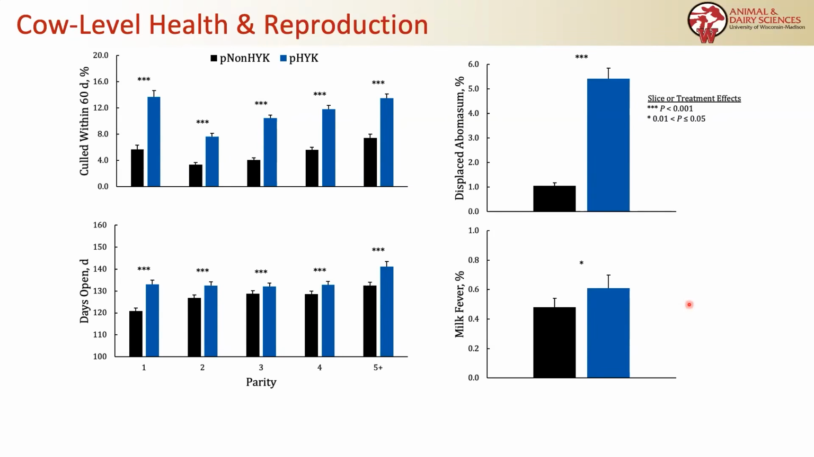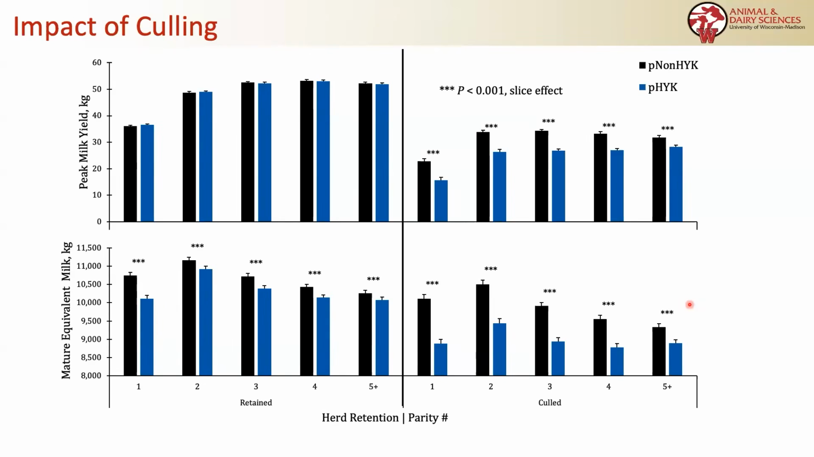All right, so I promised you I'd come back to milk data, and I want to do it with a slightly different perspective now. If we think about these cows that are culled within the first 60 days, we were able to dig into the data set and see what those culling decisions did to impact the outcomes on production. I know there's a lot of bars on this slide, and we'll focus on the top graph first, which shows peak milk yield. Again, predicted HYK cows in blue, non-HYK cows in black.